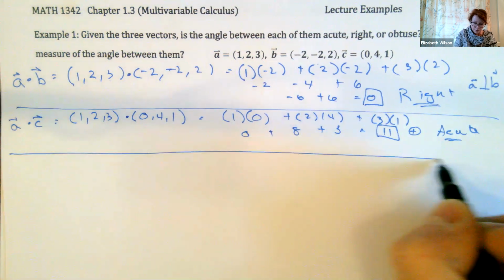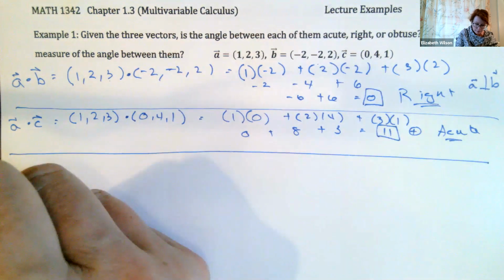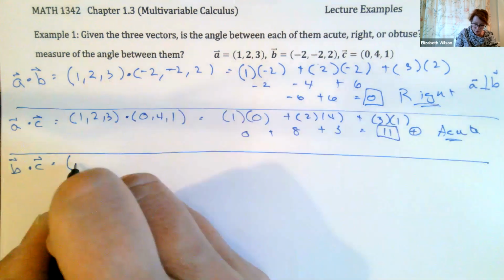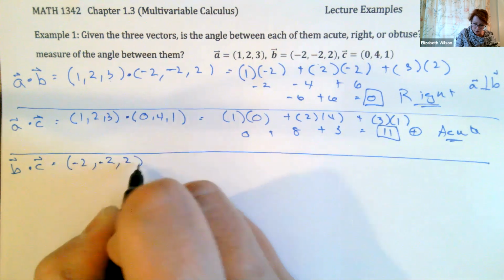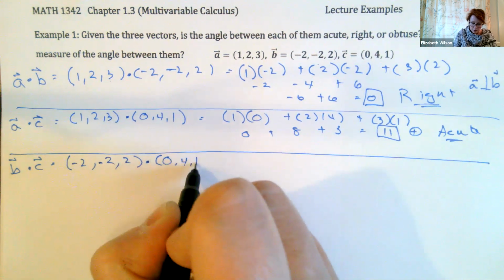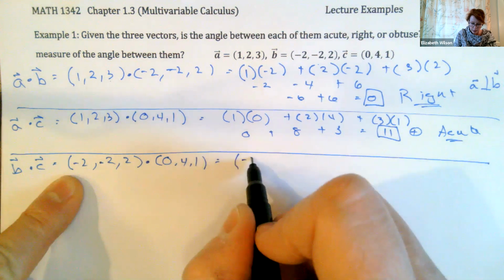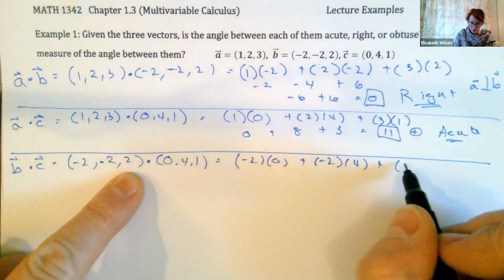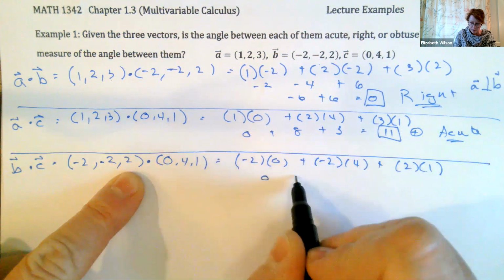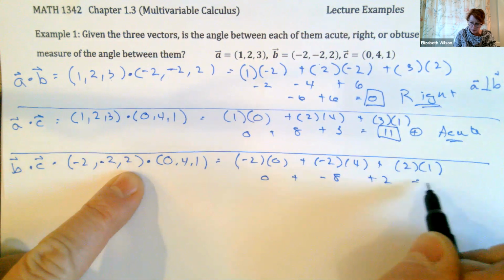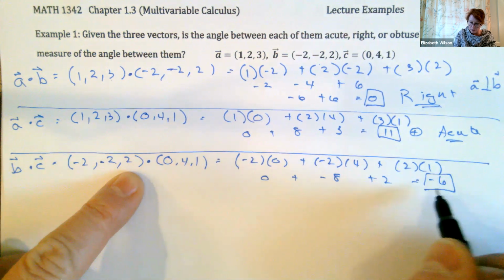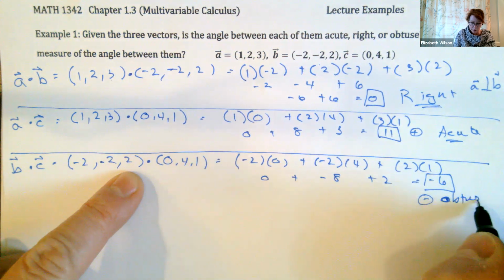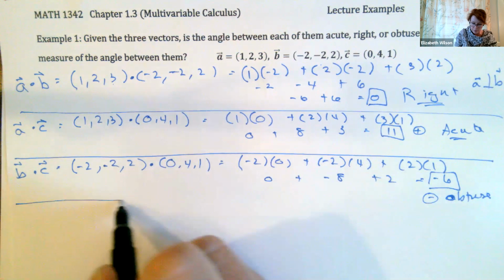We're asked to do this part first, so I'm going to do that, and then I'm going to calculate B to C. Okay, so B is minus 2, 2, dot 0, 4, 1. So minus 2 times 0 plus minus 2 times 4 plus 2 times 1. So this is 0 plus a minus 8 plus 2, which is going to give me minus 6. So this is negative, which means that it's obtuse. The angle between B and C is obtuse. Okay.